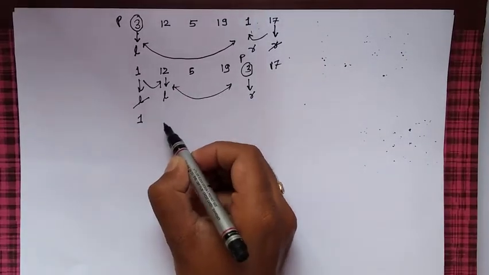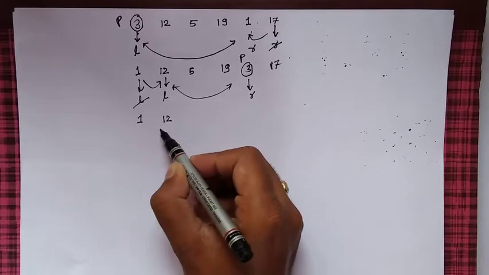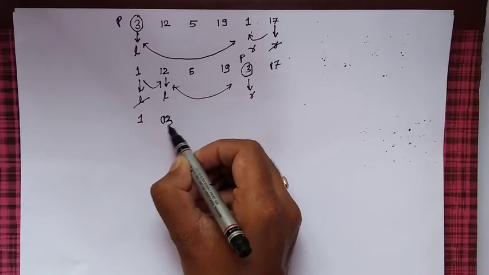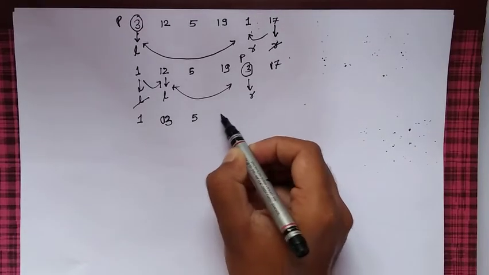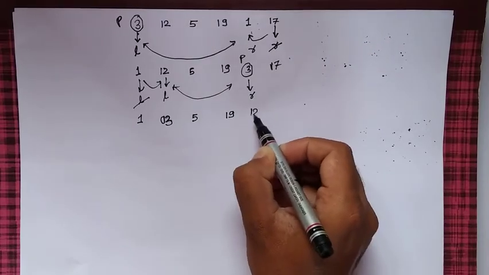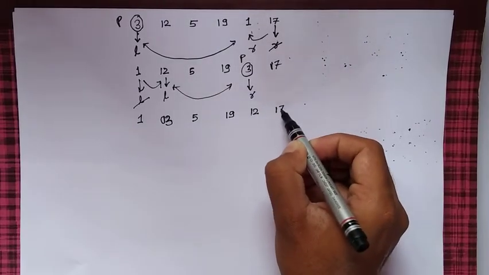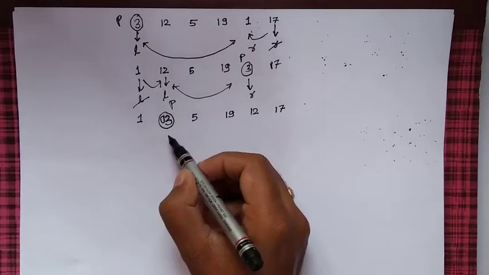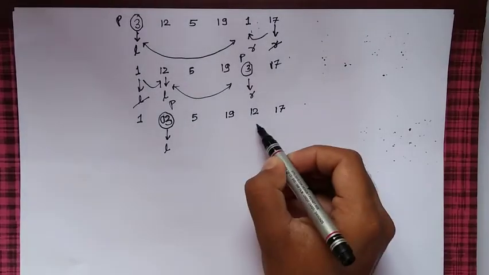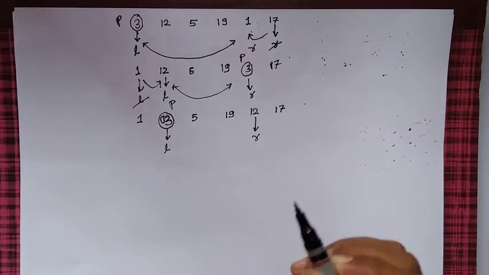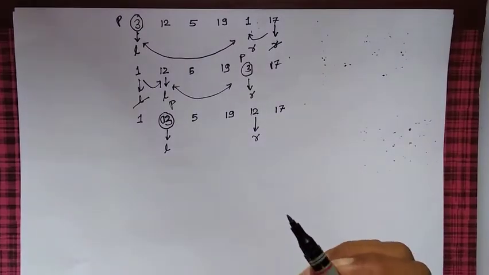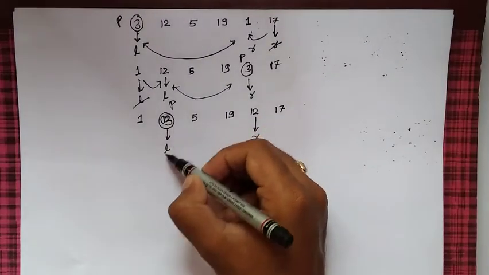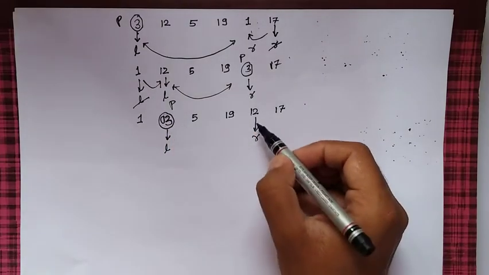So 1 will become here, 12 instead of 12, 3 will become here. This is the 5, 19, 12 will become here, and this is the 17. And this is the pivot element. Right now here we have the left, and here we have the right. Now again left and pivot are at the same position, so we will go for the right.